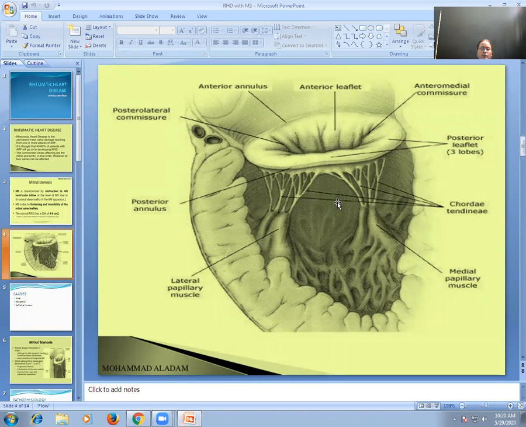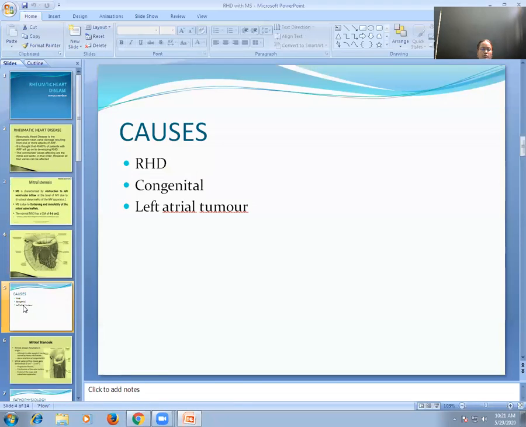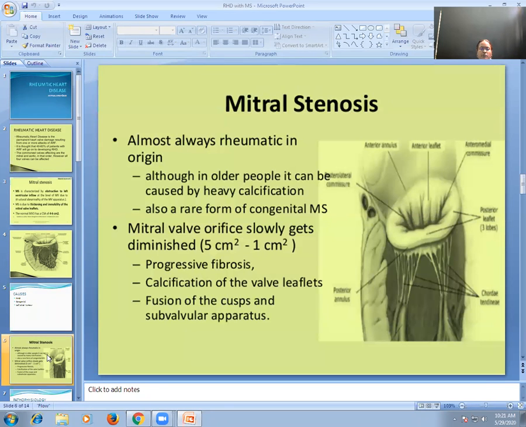So there is thickening, fibrosis and stiffness of the leaflets, fibrous tissue laid down at the annulus, and commissural fusion, and all this pathology leads to narrowing of the mitral valve opening. The most common cause of mitral stenosis is rheumatic heart disease, next is congenital, and then intrauterine tumor, but these are rare causes. Mitral stenosis is almost always rheumatic in origin. Progressive fibrosis, calcification, and fusion of the cusps or subvalvular apparatus lead to narrowing of the mitral valve area.